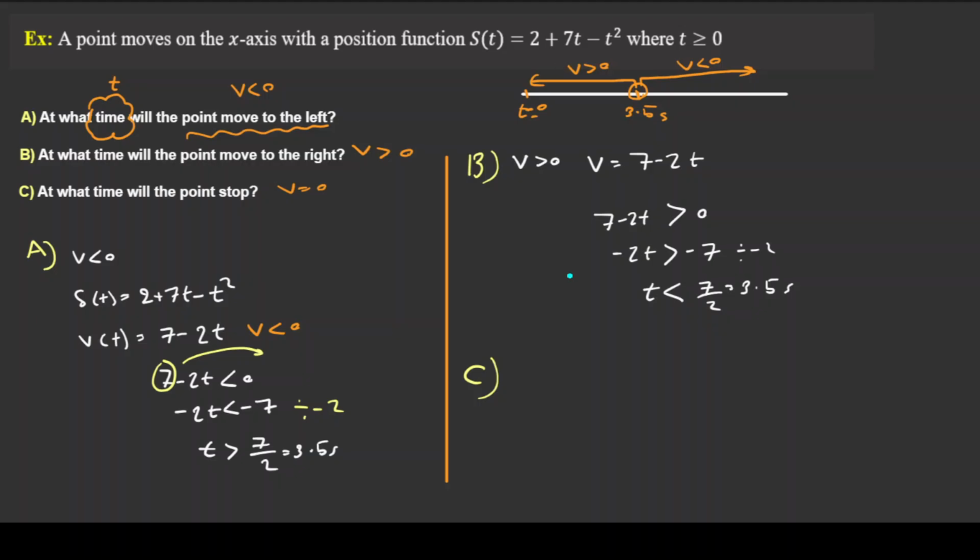Now step by step: when velocity equals 0, you will get t equals 3.5. v equals 0, so 7 minus 2t equals 0. Move 2t to the other side, 2t equals 7, so t equals 7 over 2, which is 3.5 seconds. Then at 3.5 seconds velocity is 0. As we said, the direction of the particle changes, so velocity is 0. And that's it.